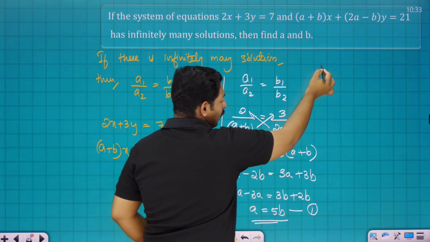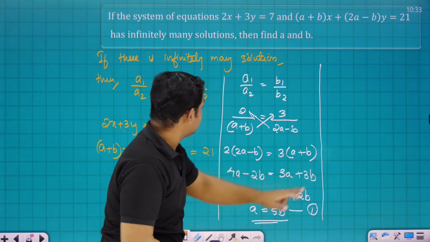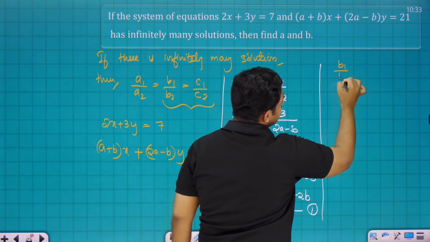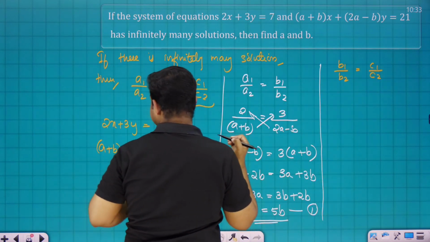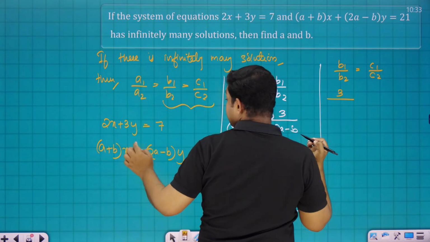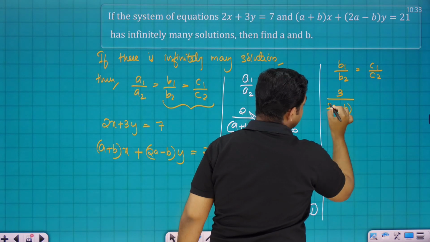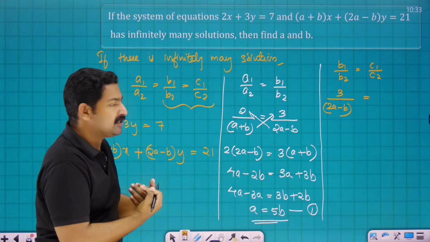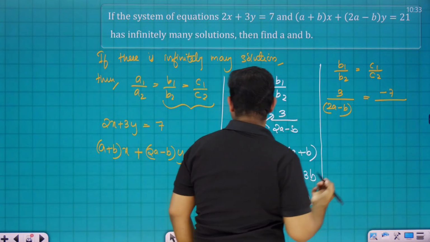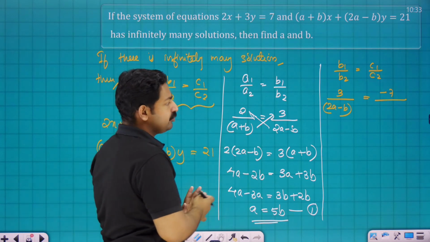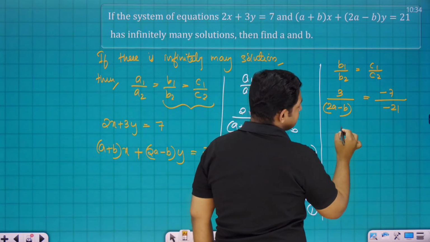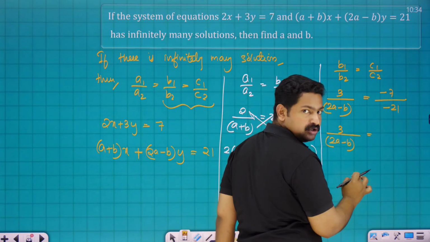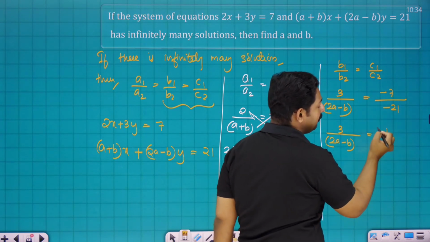Okay, now next I am going to equate these two, that is b1 by b2 is equal to c1 by c2. What is b1? b1 is 3 by b2 is 2a minus b is equal to c1. If you bring 7 to the left side, it is minus 7. That will be c1, right? So minus 7 by, and 21 when you bring to the left side, it will be minus 21. So 3 by 2a minus b is equal to, when you cancel these, minus and minus got cancelled, and also 7 by 21 you will be getting 1 by 3.